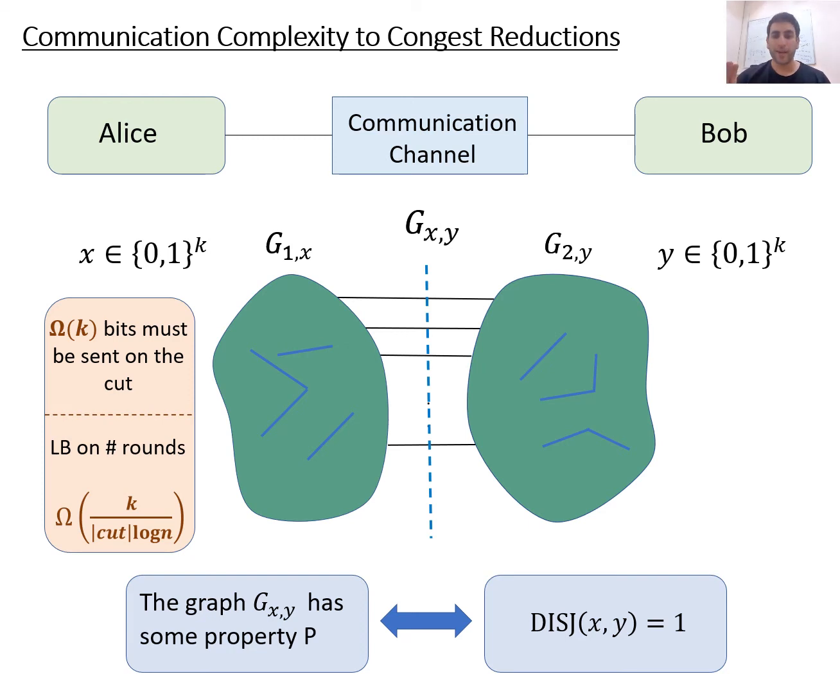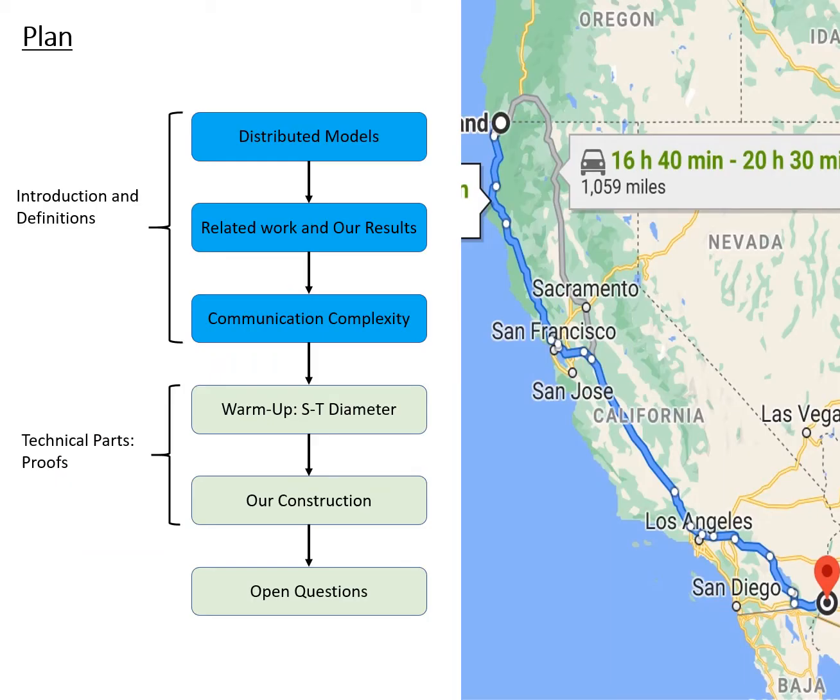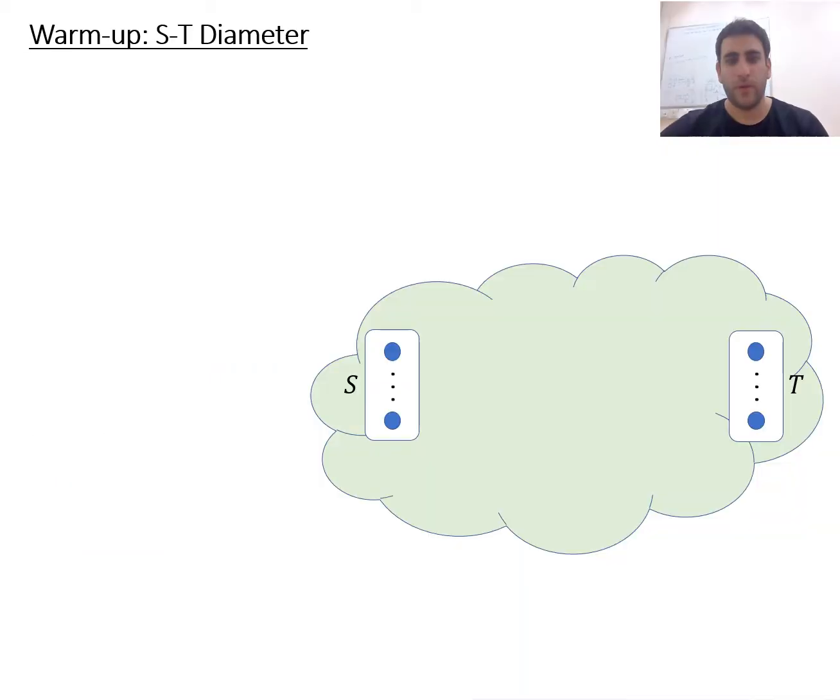And now let me show you an example of such a lower bound for a related problem called the ST diameter. This is a problem for which, if we can solve it efficiently in the CONGEST model, then Alice and Bob can solve set disjointness efficiently in the two-party communication complexity model. In this problem, we have an input graph and two sets of nodes, S and T, and we want to find the maximum distance between some node in S and some node in T.